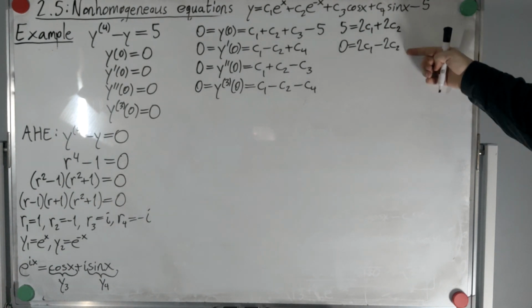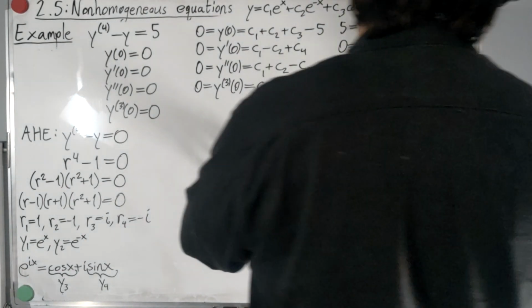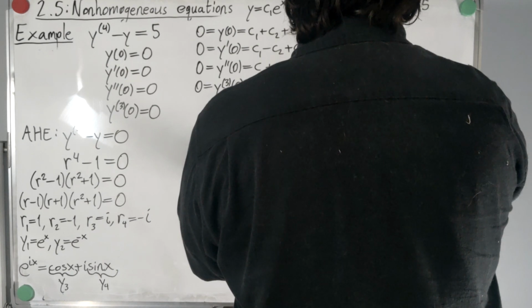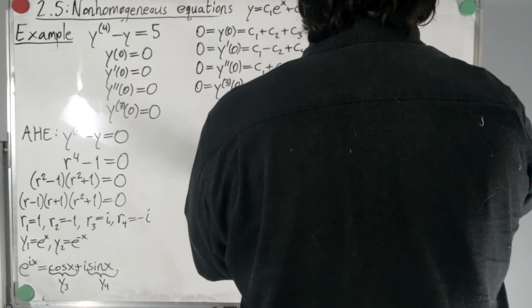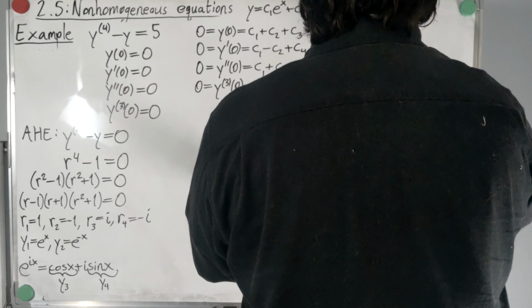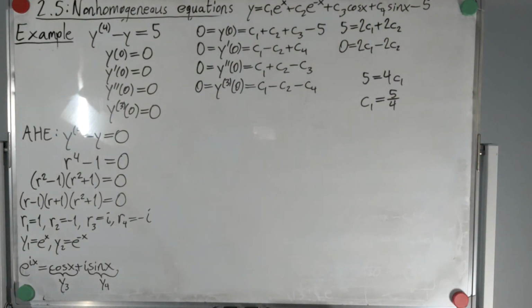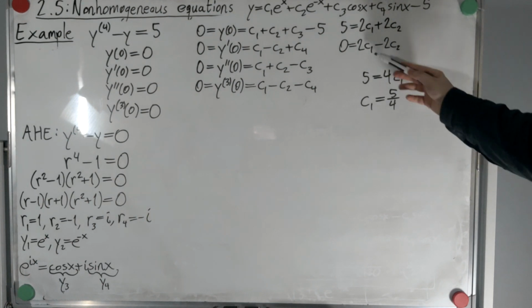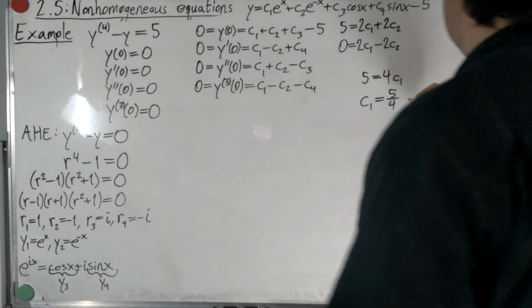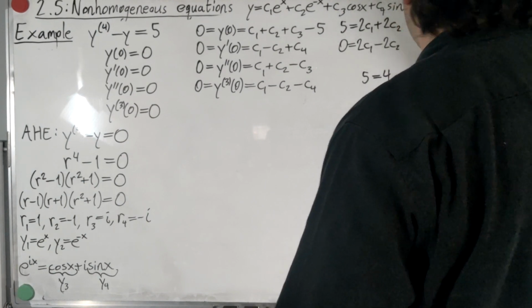Now you can add these two equations. If you add these two equations, you'll get 5 equals 4c1, which means c1 is 5 over 4. Meanwhile, c1 minus c2 is 0. So therefore, c2 is also 5 over 4.